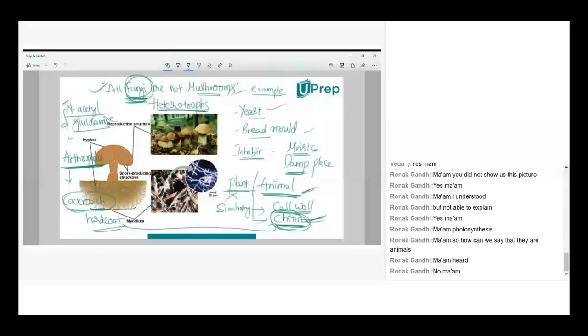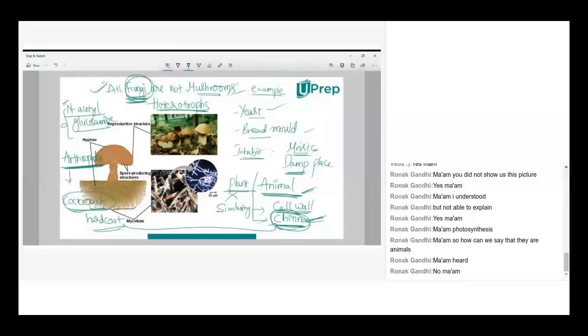See, animals go for locomotion, isn't it? They walk, isn't it? But fungi cannot. If you take yeast, bread mold, or for example mushroom, all are stationary. So likewise you have various differences between fungi and animals. And the similarity, this point you have to understand because this is important. Similarity between fungi and animal cell.